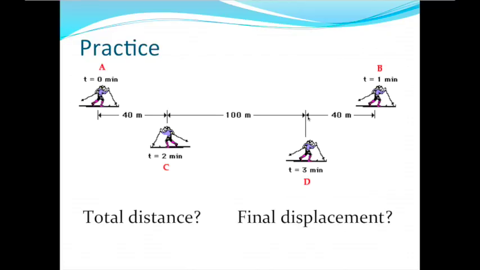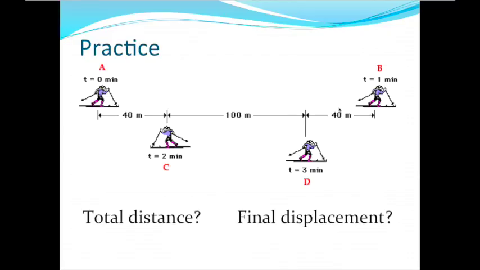So our total distance and our total displacement is different. Our displacement, we only started here and we ended here. So that's only 140 meters, 40 plus 100. However, our distance is a lot more. We went 40 to 100 to another 40. That's 180 meters right there.